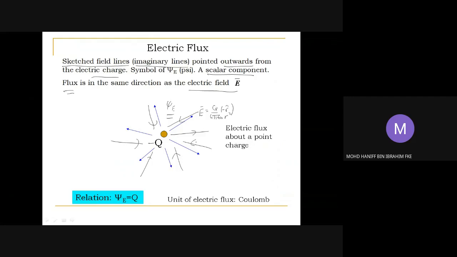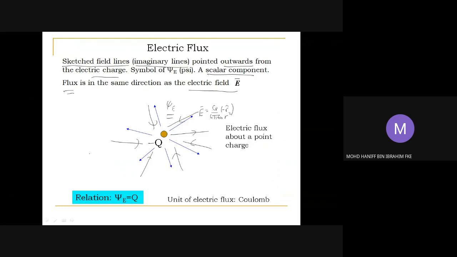So it depends on the direction of the electric field intensity. For a positive charge, the flux will be pointed outward, but if the charge is negative, the flux will be pointing inward, following the direction of the E field. Okay, so that should be the concept of flux line.